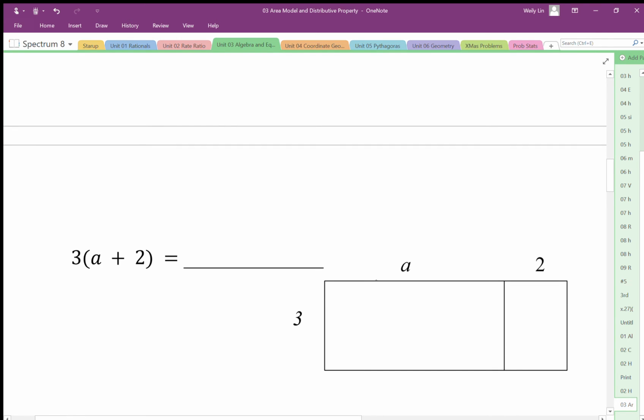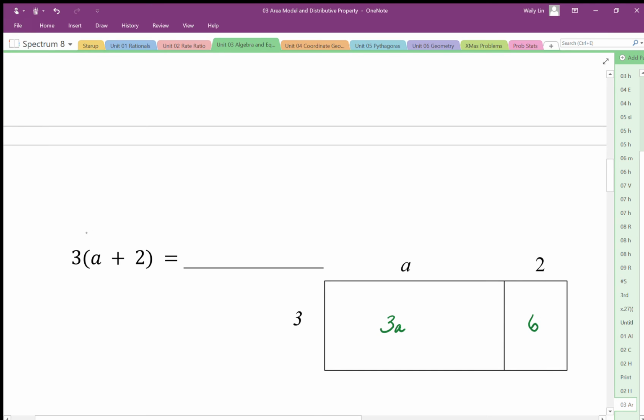Well, I can think of it this way. Here I have a times 3. Well, 3 groups of a is just 3a. I could think of it as 3 layers of a. I have 3 separate a's, so that would mean I have 3a. Now, ideally, we don't need to draw in every part, and we can just say that 3 times a is 3a. And 3 times 2, again, we don't need to draw in the 3 layers of 2. We know that's 6. We can just say that is an area of 6.